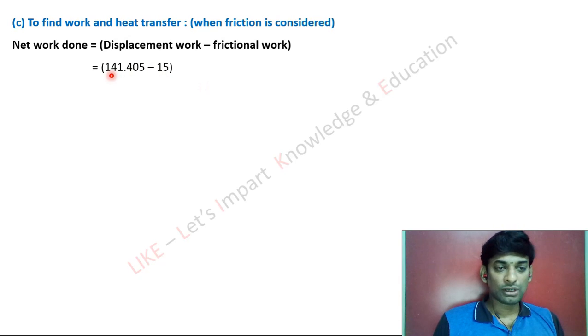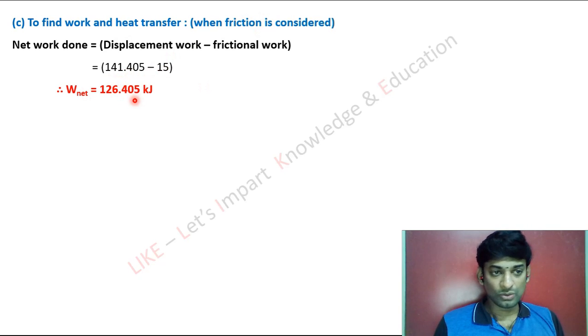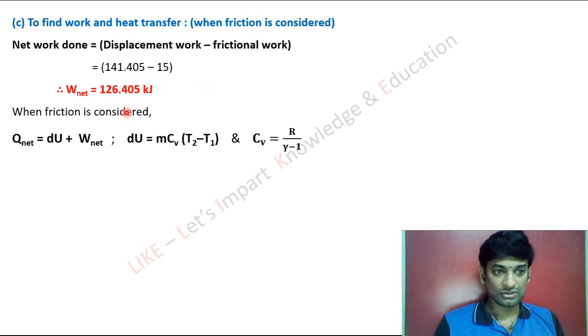Look at this, 141.405 is the work we have calculated just now. Now, friction is considered, so frictional loss has to be subtracted. From this you can calculate net work done. To determine heat transfer, we cannot use that formula. I have already told you, because n value is given only for reversible. For irreversible, n value is not given. So, we cannot use that.